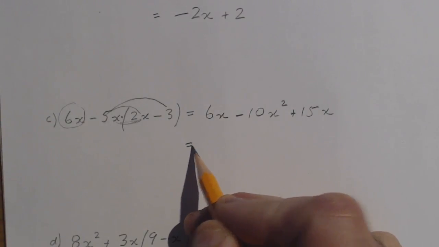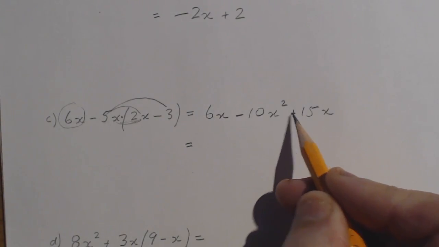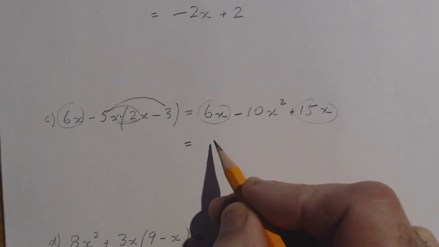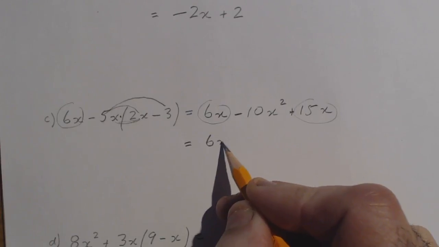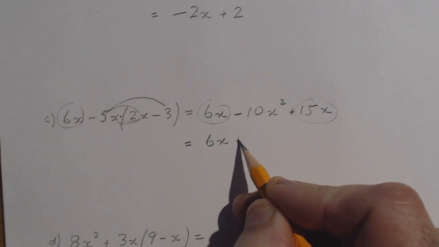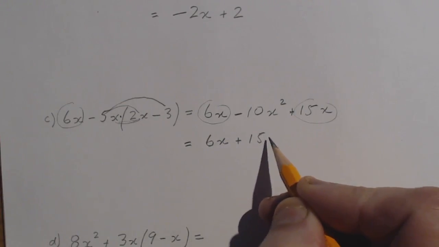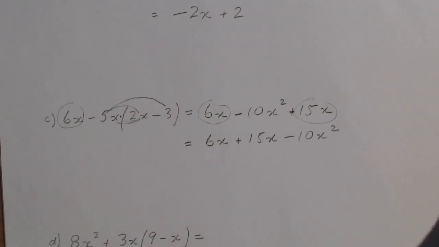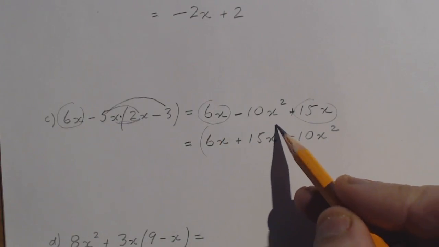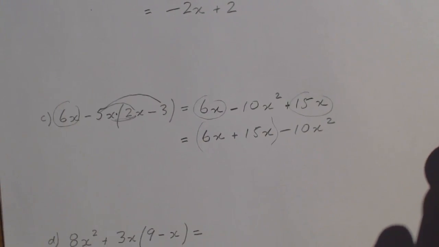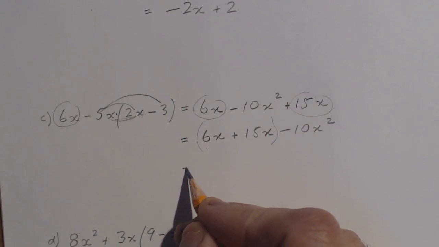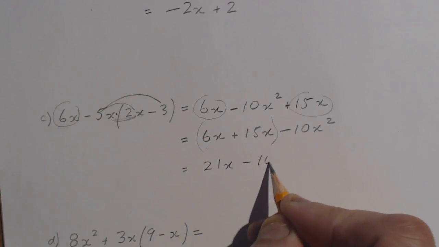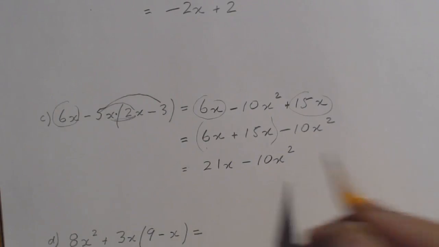Now, are there any like terms when we look at this? Yes, we have a 6x and a plus 15x. So I'm going to rewrite now the 6x and the 15x together. Now you don't have to do this, but I've done it there. So you can see that we need to collect these like terms. So 6x and 15x gives 21x minus 10x squared.